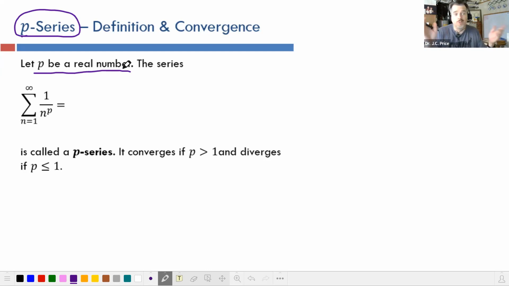It could be square root of 2. It could be 2. It could be any real number you want. And then the series here is called a p-series.